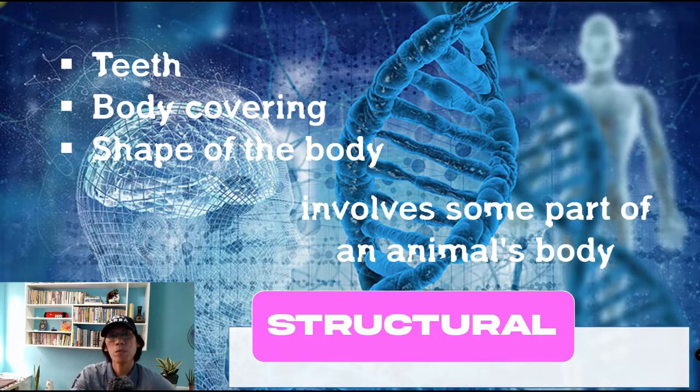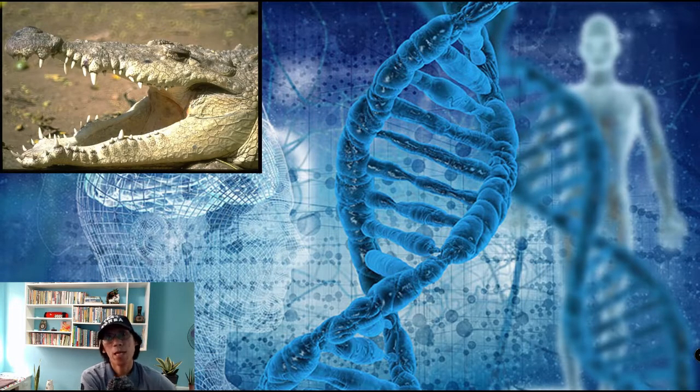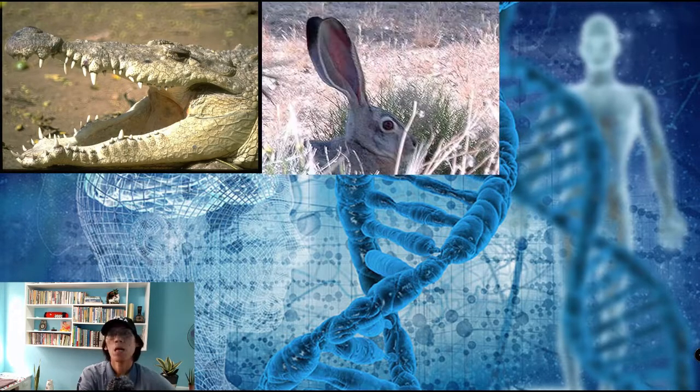Let's take a look at examples. The teeth of crocodiles and alligators allow it to tear and grind its food. The expanded and long ears of hares allow it to sense its environment to protect it against potential predators that might kill it. It also allows the organism to regulate its body temperature, especially during seasonal changes.